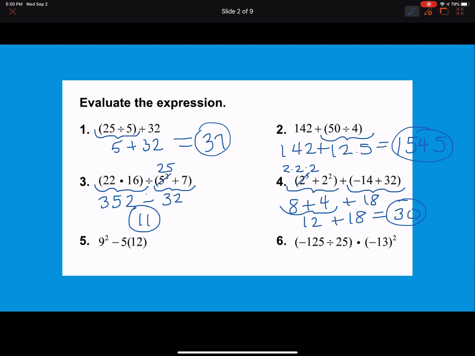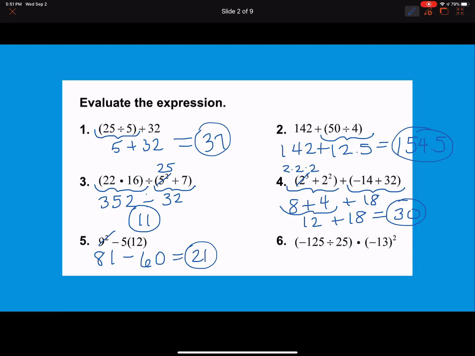Now for number 5, we have 9 squared subtract 5 times 12. So when we're working this out, we can think of our exponents and then our multiplication. So 9 squared is going to give me 81. And then I'm going to multiply 5 times 12, and I get 60, and 81 subtract 60 is 21.